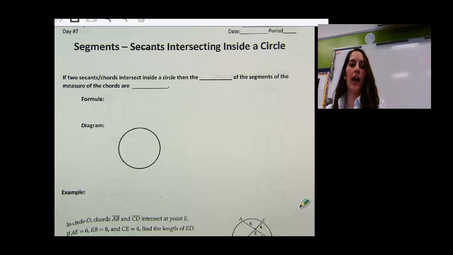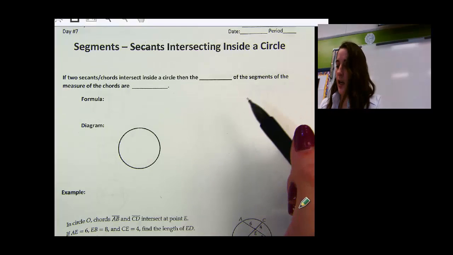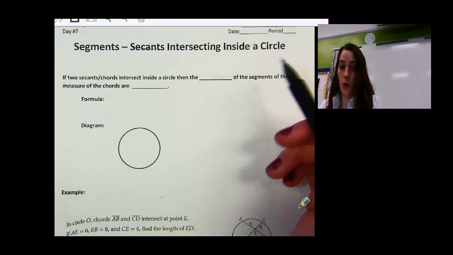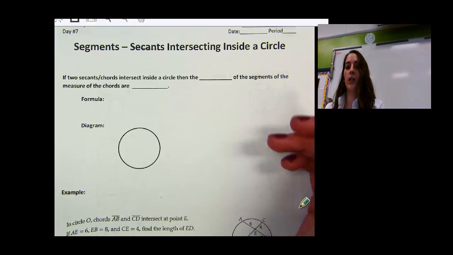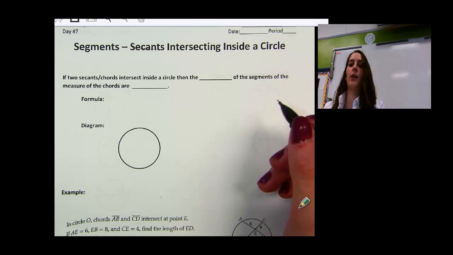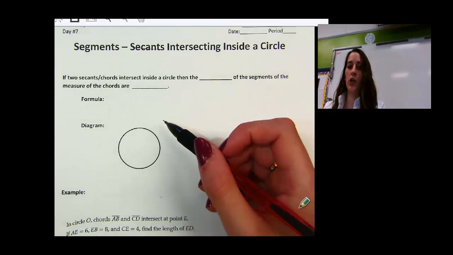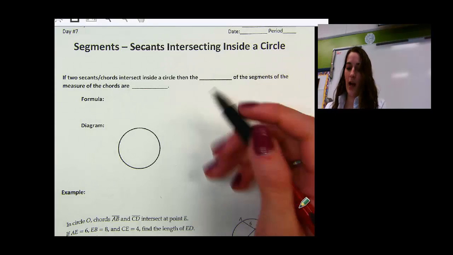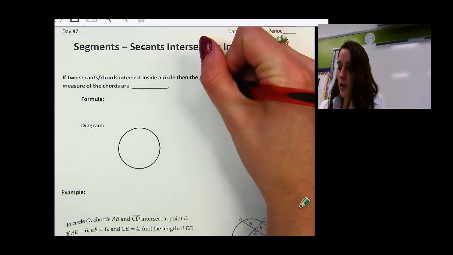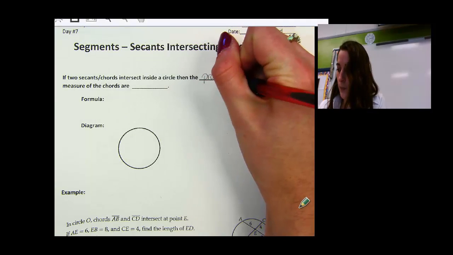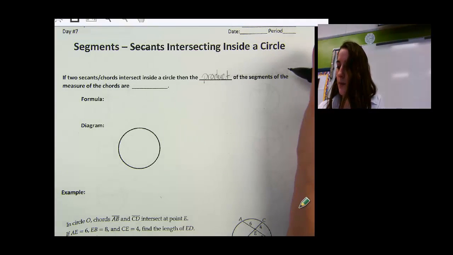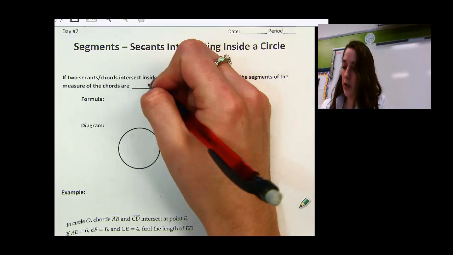Hello. Today we're going to take a look at secants intersecting inside of a circle, but we're actually going to take a look at how to measure the line segments of the secant. So let's take a look here. If two secants or chords intersect inside a circle, then the product of the segments of the chords are equal. Well, this is going to be kind of tricky. It's going to be the product of the segments of the measure of the chords are equal.